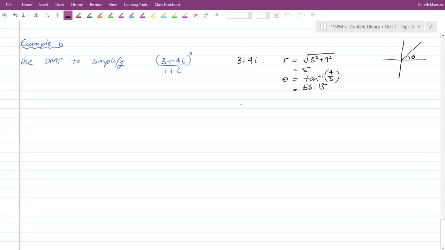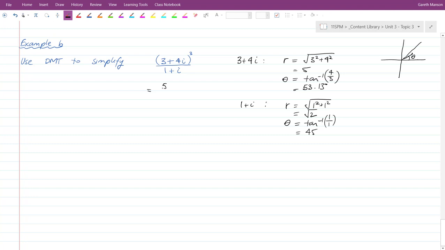My second one, 1 plus i, r is equal to the square root of 1 squared plus 1 squared. Show me at least one line of working, and that's the square root of 2. Theta is equal to tan inverse of 1 over 1, and tan inverse of 1 is 45. Again, they're both positive, so I'm expecting this to be at 1, 1, which is here. It's in a positive quadrant, and I get it in a positive quadrant, so I'm happy with that.